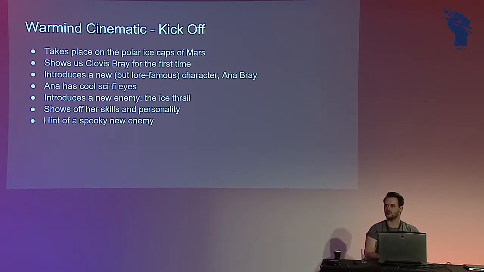It's important to note that when we're working on cinematics, often we're working in tandem with the dev team. The dev team might still be designing Anna Bray, for example, which in this case they were. They hadn't even finished designing her. They hadn't finished designing the Ice Thrall. They'd vaguely started designing the environment, but we got maybe a half-finished map and some work-in-progress assets.